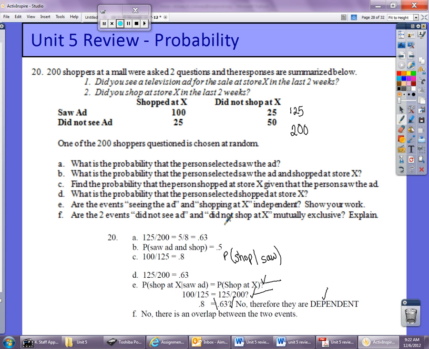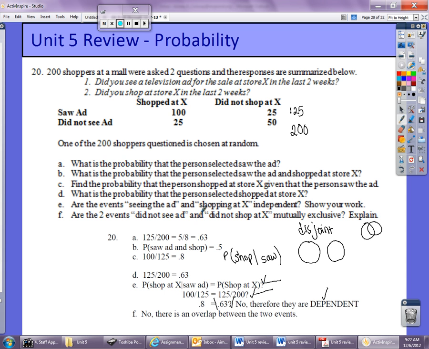or else you will lose points. For letter F, are the two events did not see the ad and did not shop mutually exclusive? Meaning disjoint. Again, those are the same words, disjoint and mutually exclusive. So disjoint would be that there are two separate sets. Not disjoint would mean that there was some overlap in between.